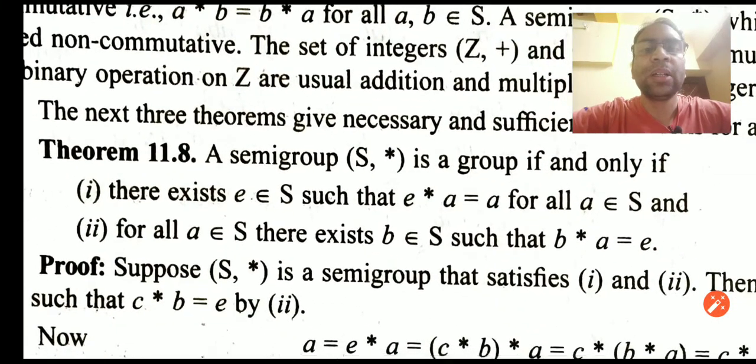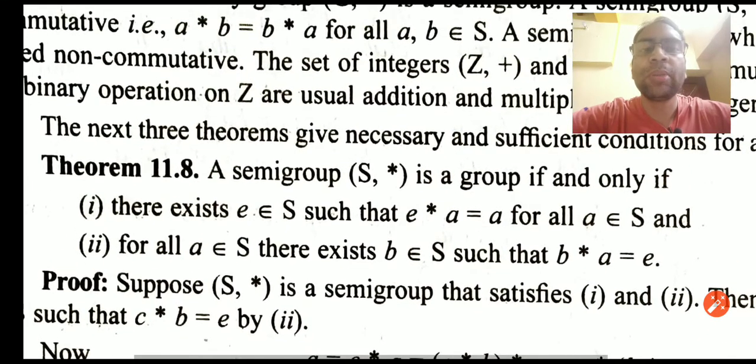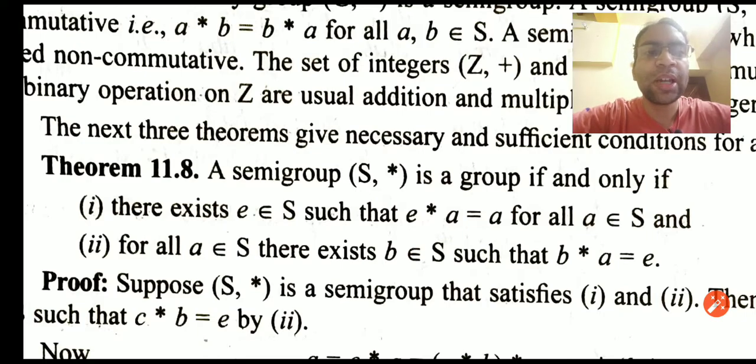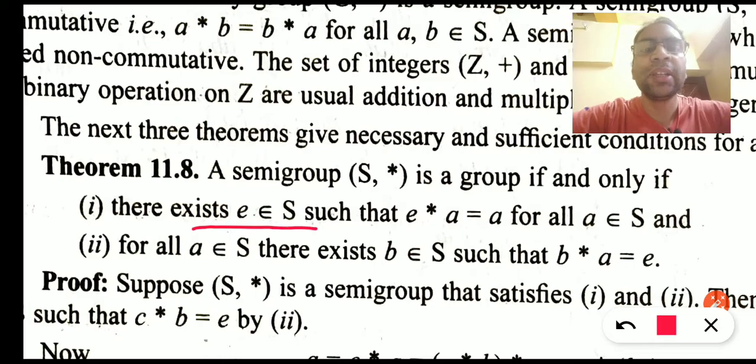Let's talk about a theorem. A semigroup (S, asterisk) is a group if and only if there exists an element E in S such that E asterisk A is A for all A in S. That is the existence of the identity. If in a semigroup the identity exists, and for all A that belongs to S there is a B that belongs to S such that B cross A is also E, then the semigroup will be a group. So these two properties have to be followed for that.